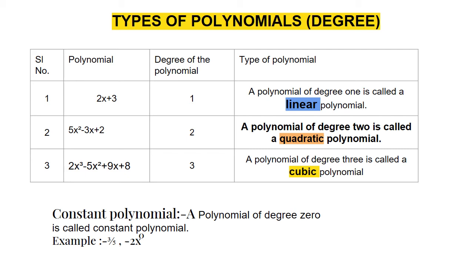Now constant polynomial. Observe here, constant polynomial. A polynomial of degree 0 is called a constant polynomial. For example, minus 3 by 5. Minus 3 by 5 is a constant polynomial. Its degree is 0. Minus 2 into x to the power of 0. What is the value of x to the power of 0? 1. Minus 2 into 1 is equal to minus 2. What is the degree of this polynomial? 0. If the degree of the polynomial is 0, we can say it is a constant.